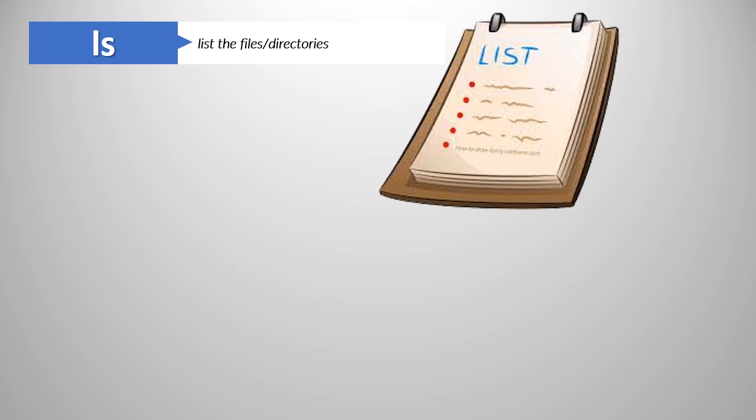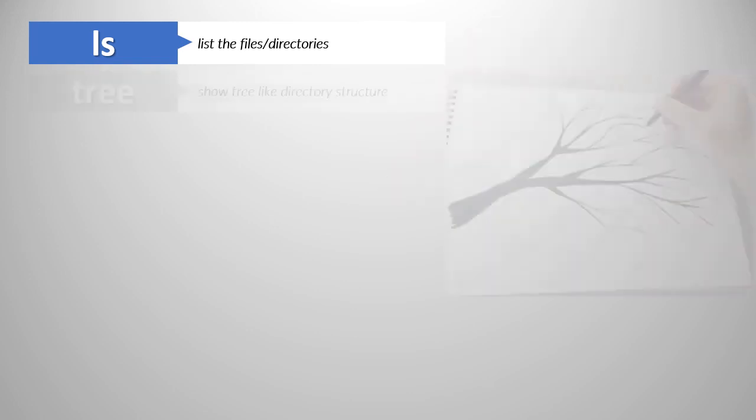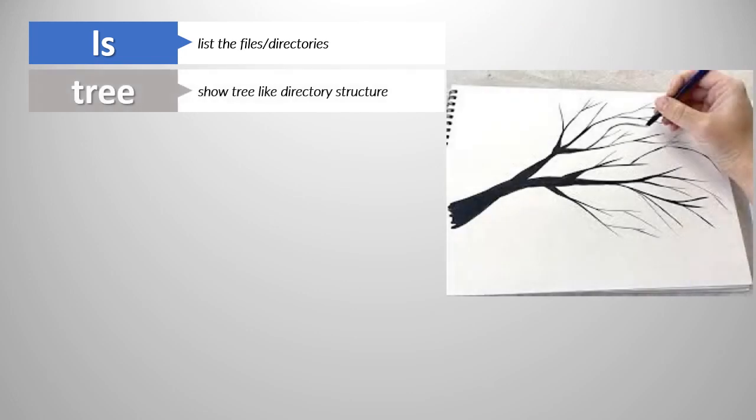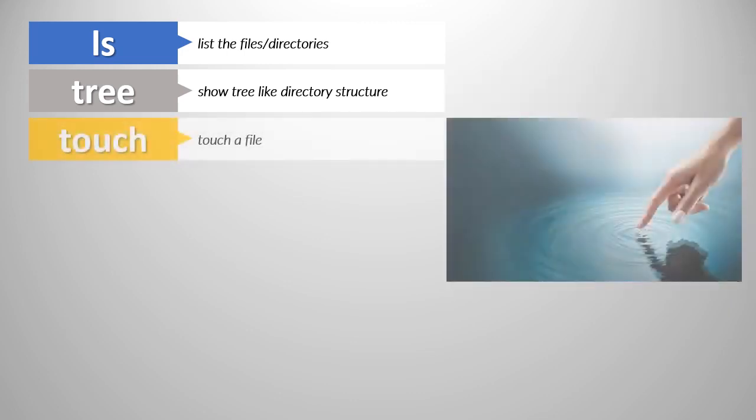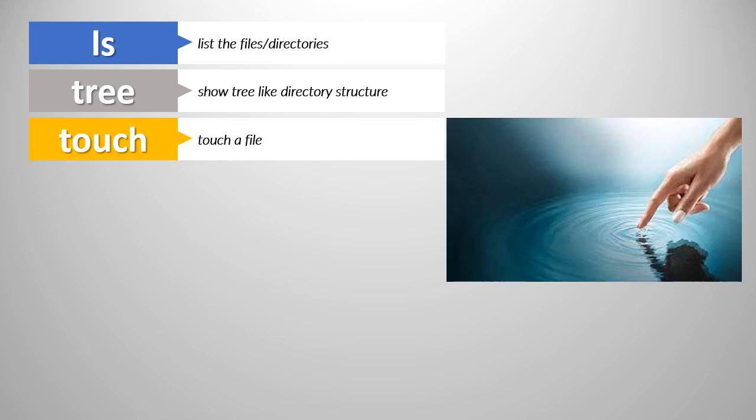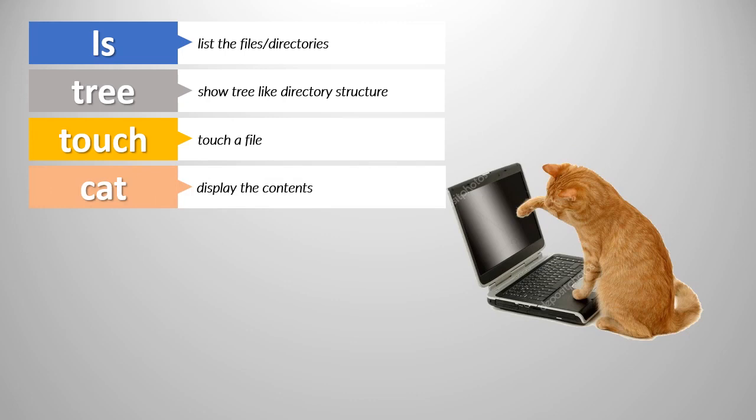ls, list the files and directories. Tree, show tree-like directory structure. This is a more human-friendly way of looking at files and directories compared to an earlier command, ls. The next command is touch, to touch a file or create a file. Cat, display the contents of the file. That's catalog.